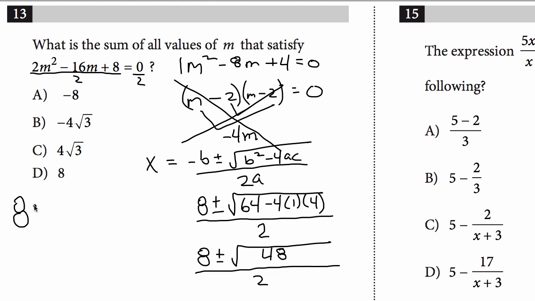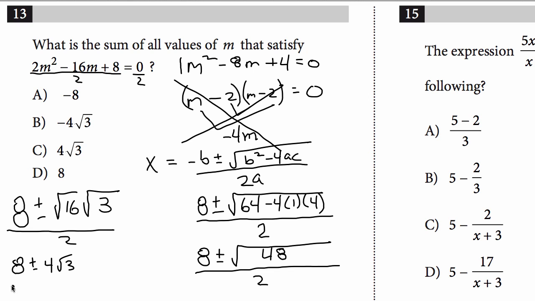8 plus or minus, and I'm going to change radical 48 into radical 16 times radical 3. It's a legal math move, right? And you should know why I did that. Because radical 16 is just 4. So now I've got 8 plus or minus 4 radical 3 all over 2. And the last thing I can do is divide out that 2, right?